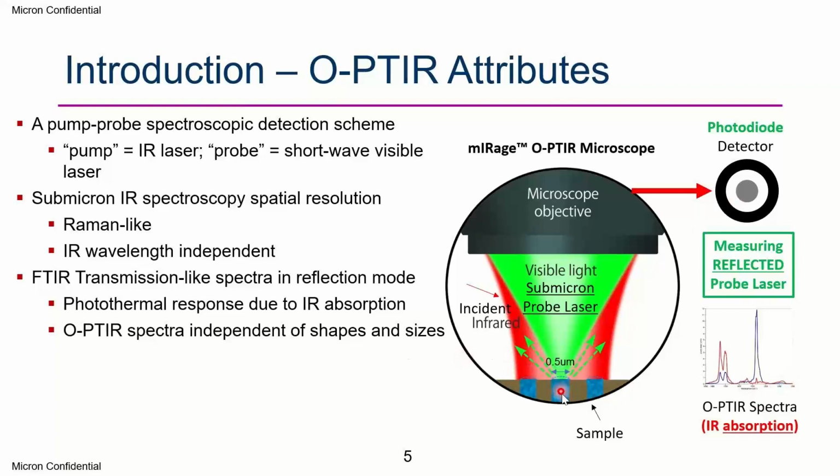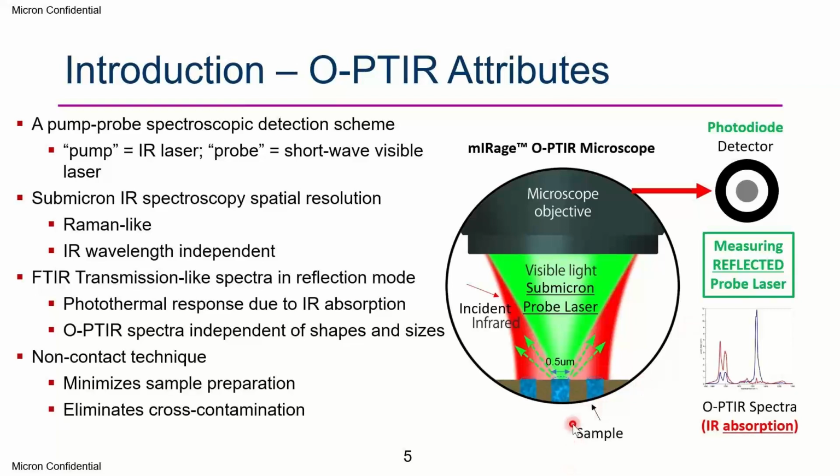OPTR is very independent of size because there is only one spot size of 0.5 micrometer. No matter what sample size or sample shape you have, it will only analyze the area of 0.5 micrometer, which in other words we can also call 500 nanometers. It is fixed.